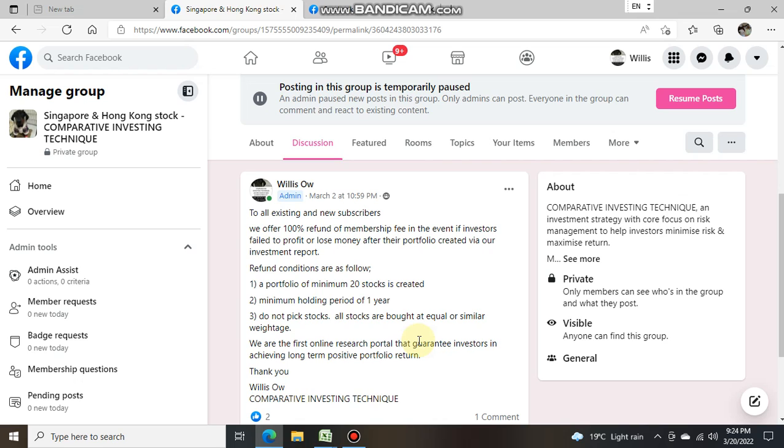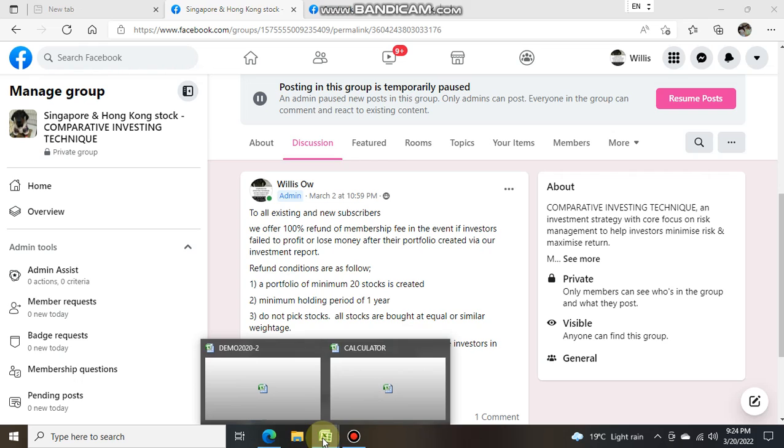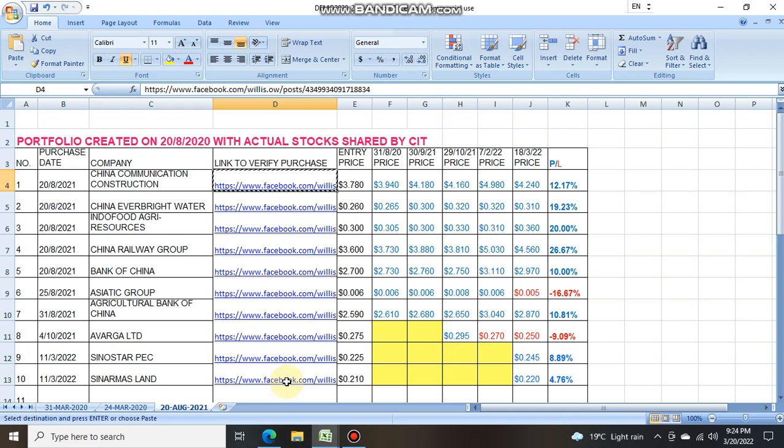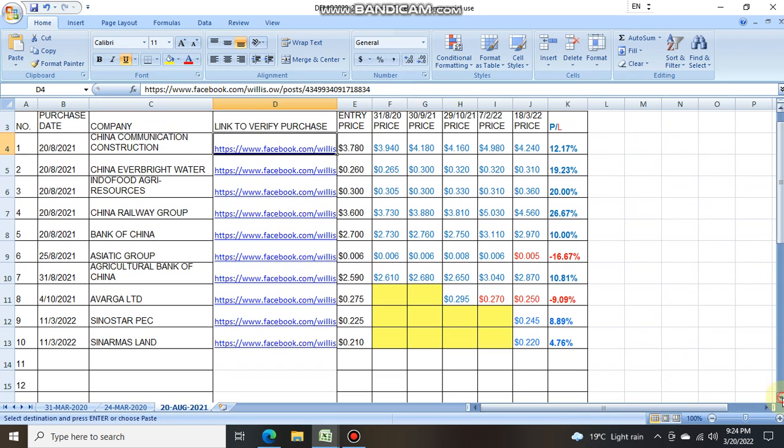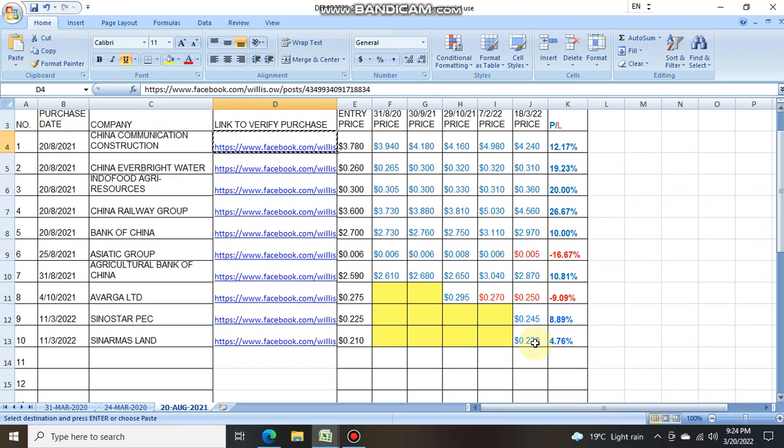So basically once you have created this portfolio, in the event that you lose money, we refund you 100% of your membership fee. Why are we so confident of that? Because throughout all the portfolios that we have shared and created, for investors who have been actively following us, you will never see any of our portfolios actually lose money. I'm referring to a portfolio as a whole, not individual stocks. Individual stocks, yes, we can have in losses, but the overall portfolio of your investment fund, you will never lose money. This is a guarantee provided by CIT, and no other online portals can give such a guarantee.